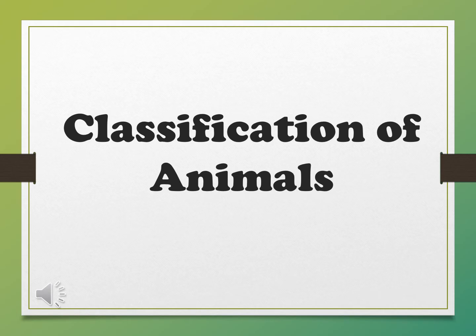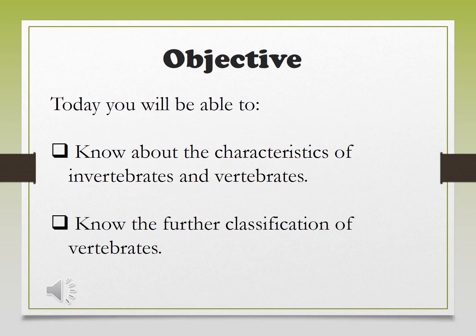Animals are classified into two categories, which are vertebrates and invertebrates. So stay with me and learn more about animals. Let's discuss the learning objectives first. Today, by the end of the lesson, you will be able to know about the characteristics of vertebrates and invertebrates, and you'll also know the further classification of vertebrates into different types.